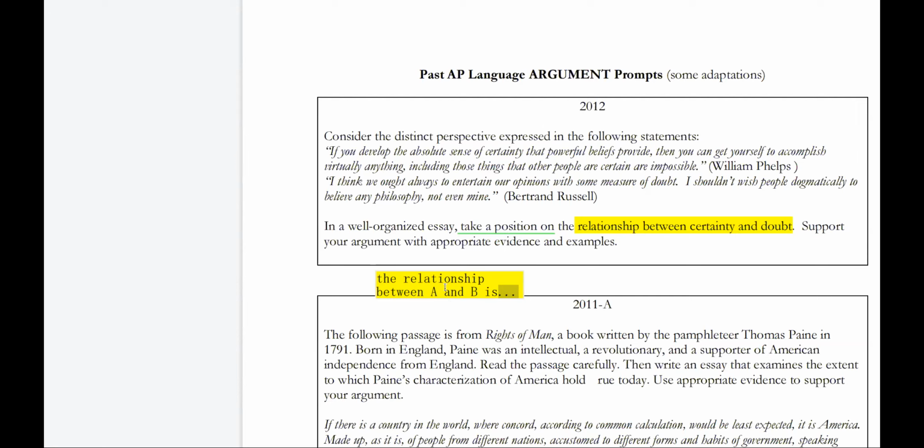So I can say, well, the relationship between certainty and doubt is interdependent. They cannot live without one another. That would be the relationship. I believe certainty and doubt are interdependent. None of them can live without the other. If this is my opinion, I fill in the blank right here. So I will say the relationship between A and B is interdependent.